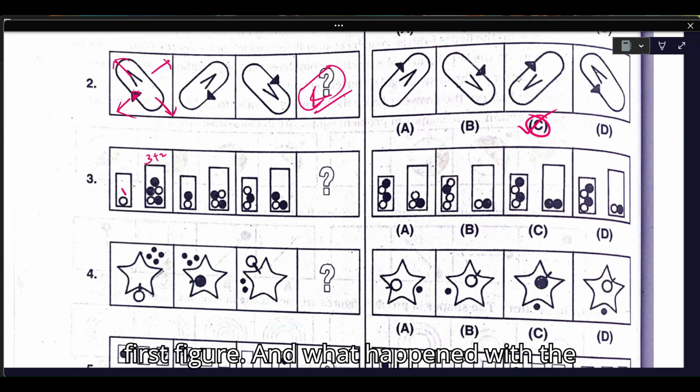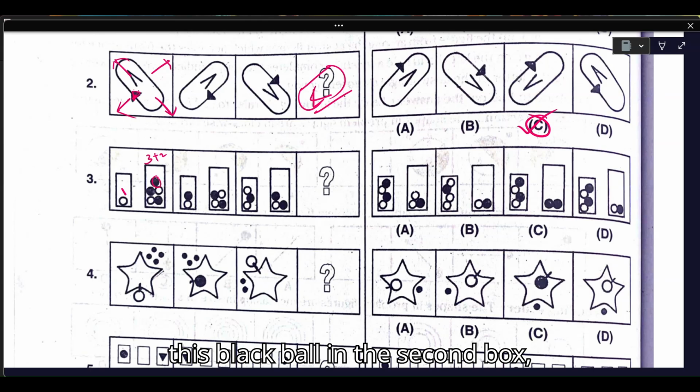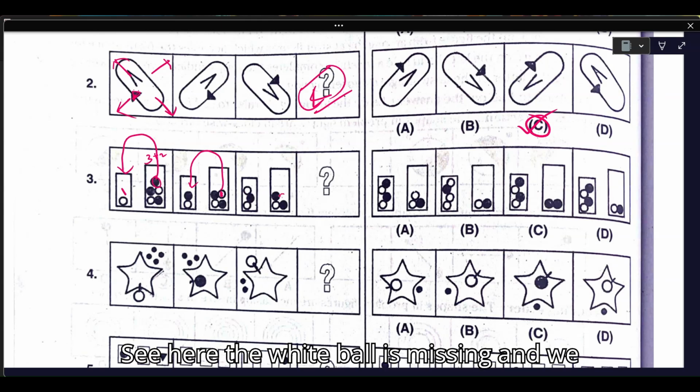Okay, this is the first figure, and what happened with the second figure, how it changed and what is the series here. Okay, so this black ball in the second box is like kept in the first box. So that's why this black one came here and this one is missing here. Okay, and then it picked up this white ball and kept it here. See, here the white ball is missing and we got one more white ball here.